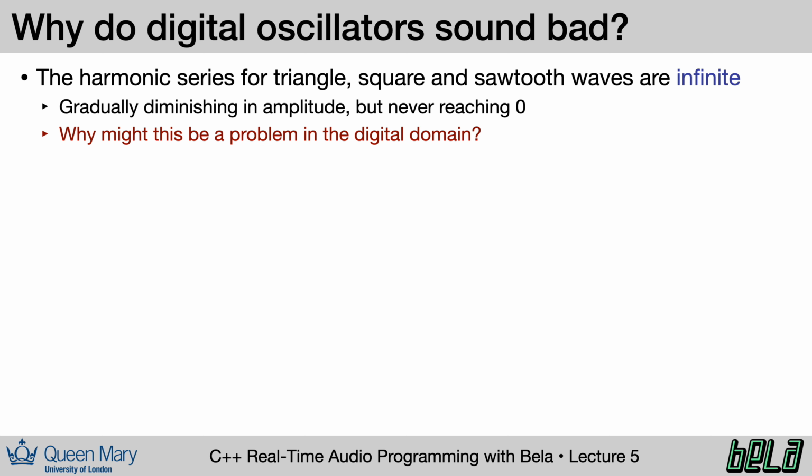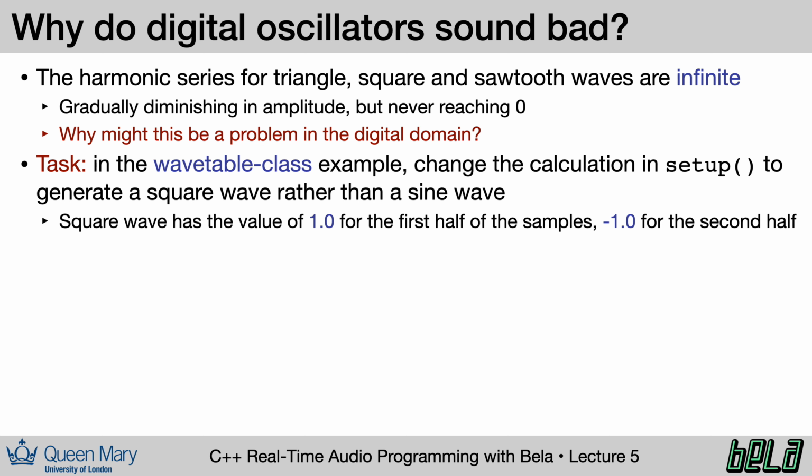I'm going to leave this as an open question for the moment, because what I'd like you to do is to take the wavetable-class example that we just ran and change the calculation in setup so that instead of generating a sine wave in its wavetable, it generates a square wave. The way that you can do this is to have the first half of the samples have a value of 1.0 and the second half of the samples have a value of -1.0. You might even find it helpful to turn off linear interpolation for this test.